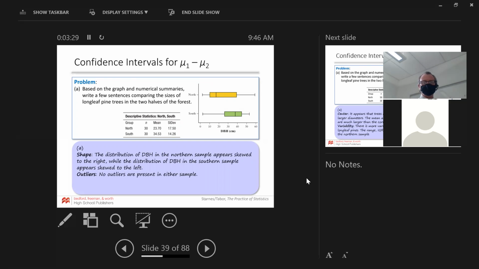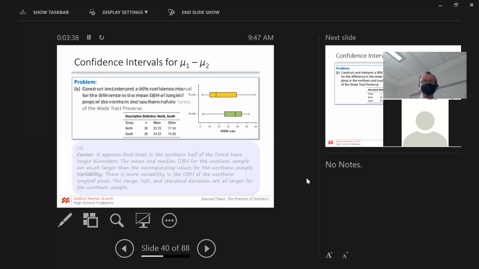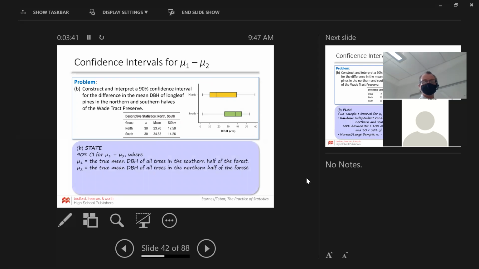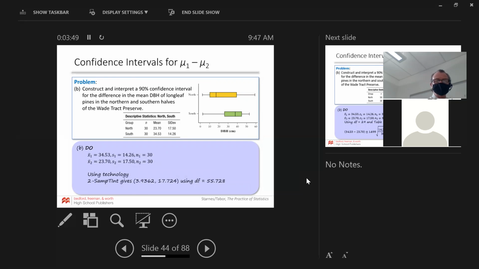There seems to be skewness, ready? To the north. Skewness to the south, but not as much. So we want a 90% confidence interval for the difference. But we're going to test that the difference is 0. The calculator's doing this for you. You're getting a confidence interval where both values are positive. That's evidence that the trees in the south are larger than the trees in the north.